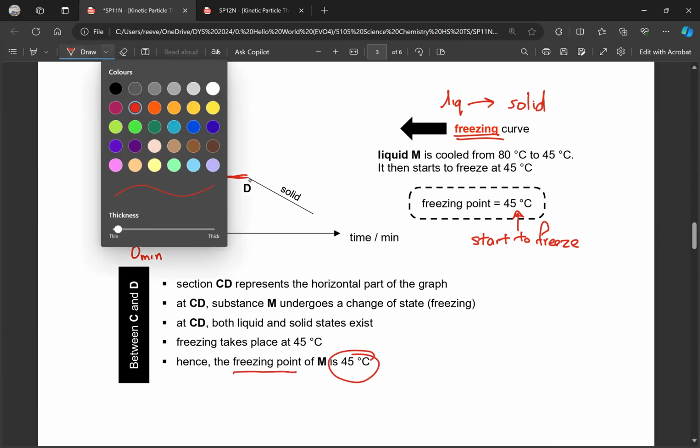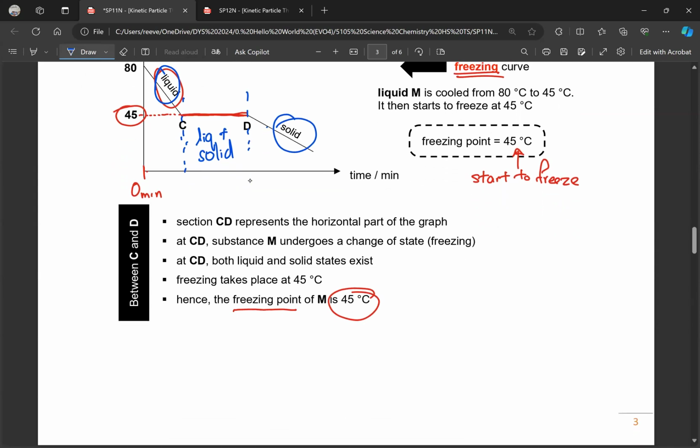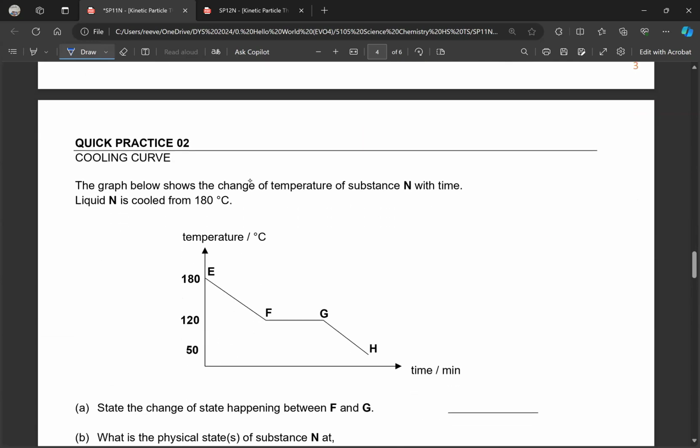If you look at the states, starting is liquid, ending is solid. So in the middle is liquid and solid lah. Some of the liquid froze already. Some of the liquid hasn't frozen. So I have two things, liquid and solid, in the middle. Okay? Okay, let's look at this question.